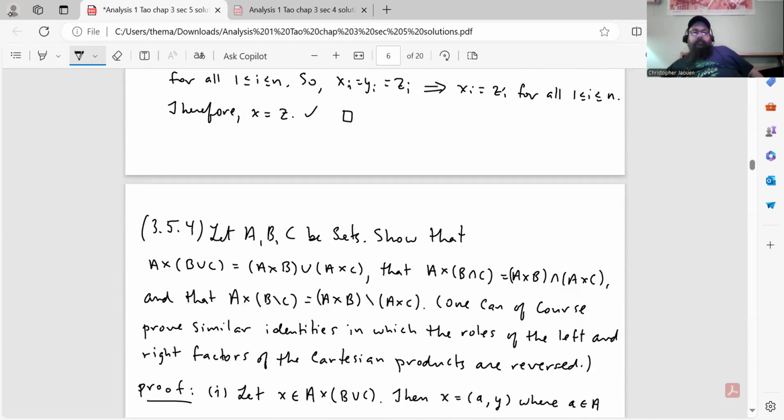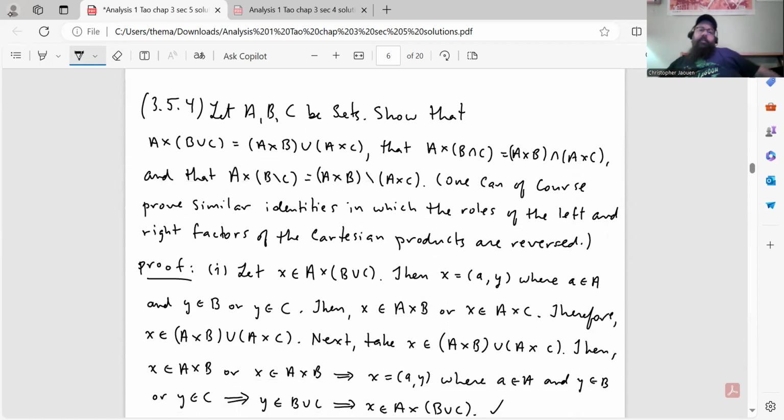So that's it. All right, question 3.5.4. Let A, B, C be sets. Show that the Cartesian product of A with B union C equals the Cartesian product of A with B union the Cartesian product of A with C. And then these other set identities as well. He says one can, of course, prove similar identities in which the roles of the left and right factors of the Cartesian products are reversed.